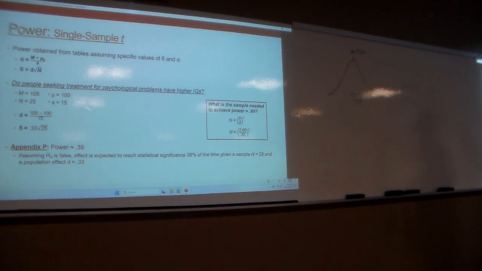71.99. We'll call it 72 because I can't have 0.99 units of a person, right? So basically what this is saying, if this is truly the effect in the population, if I'm looking at an effect of 0.33 with a one sample t-test, I would need a sample of 72 to give me an 80% likelihood of identifying this effect.